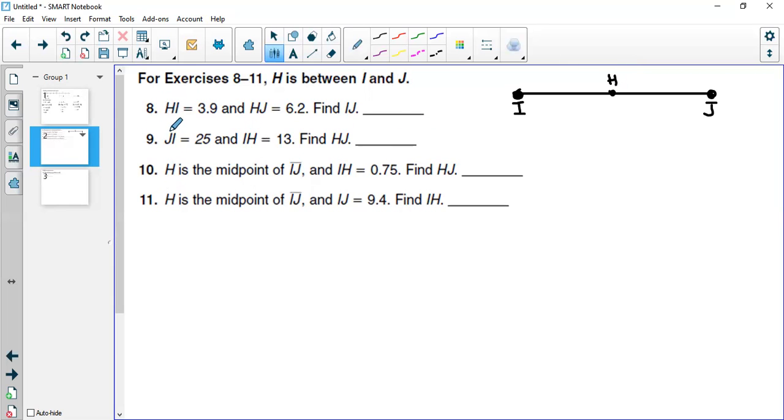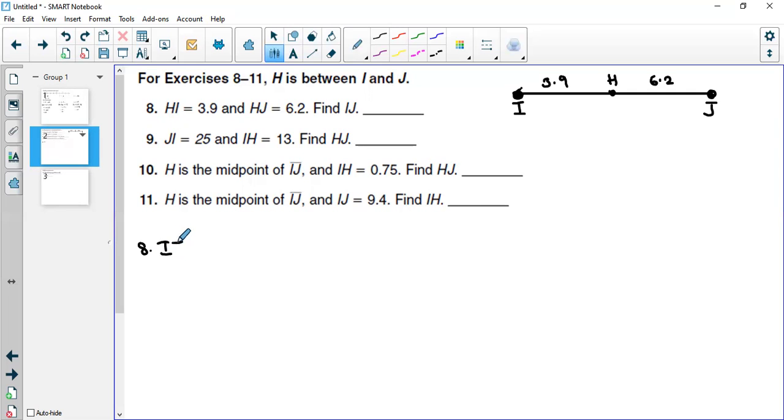Okay, let's start doing question number 8. One by one, let's solve it. HI is 3.9. So the distance from here till here is 3.9. And HJ is 6.2. You have to find the distance between I and J. Now for this, no equation is required, but still, if you add IH and HJ, you will get the whole length, right? So let me solve it here. Question number 8.